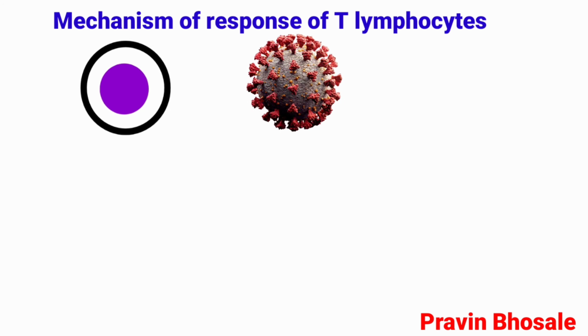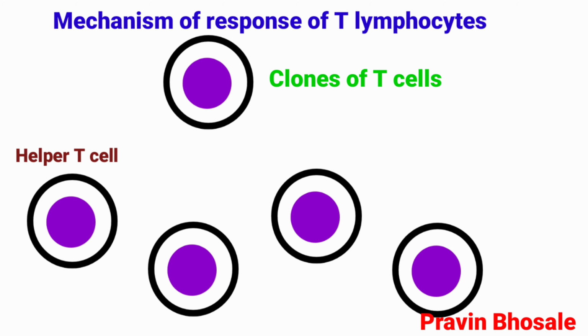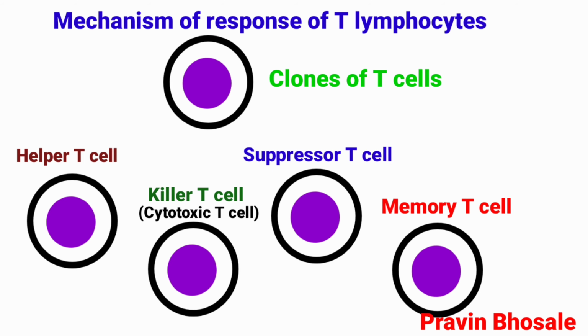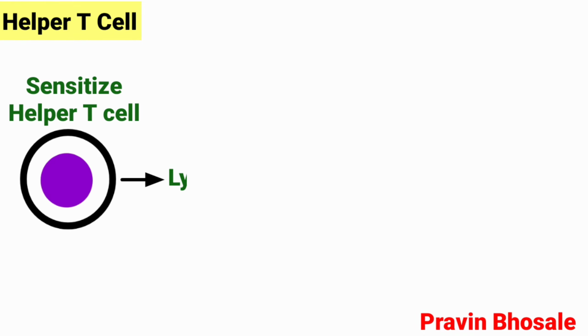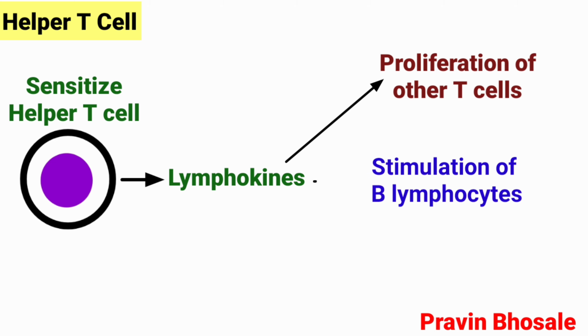On coming in contact with an antigen, T lymphocytes form clones of T cells, which are similar but perform different functions. The clone has four types of lymphocytes: helper T cells, killer T cells or cytotoxic T cells, suppressor T cells, and memory T cells. Helper T cells. Sensitized helper T cells produce lymphokines for performing several types of functions like proliferation of other T cells and stimulation of B lymphocytes and macrophages.